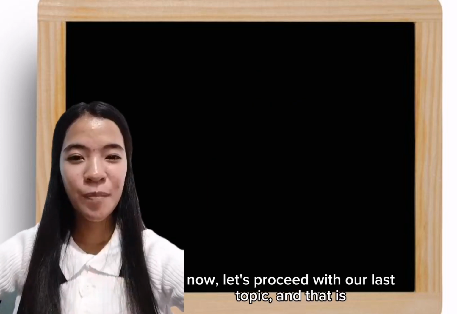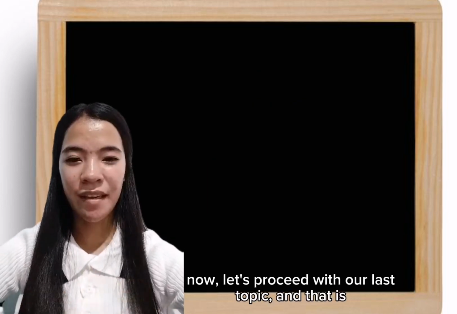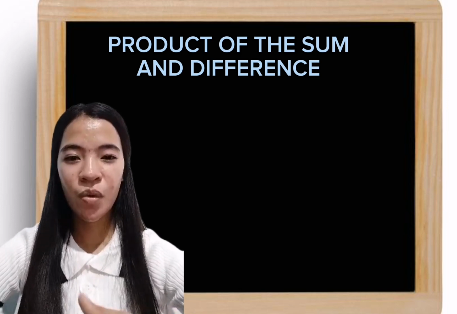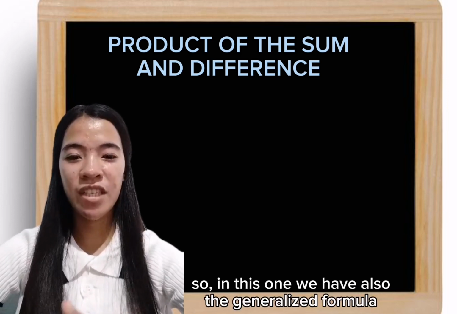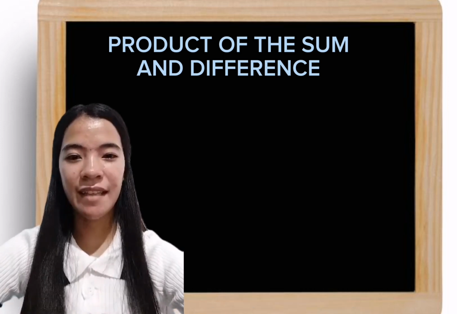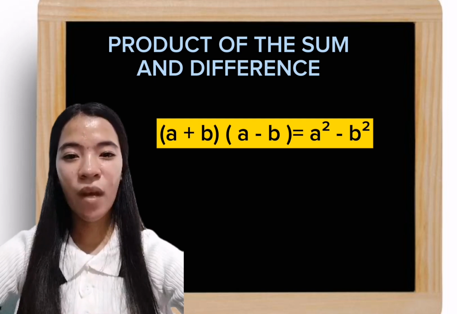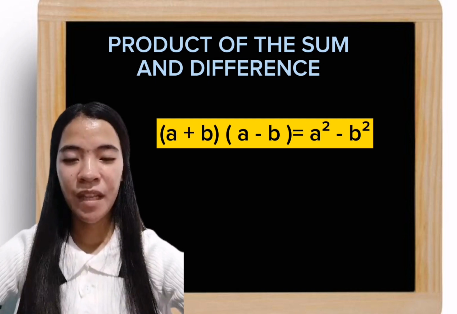Now, let's proceed with our last topic, and that is the product of the sum and difference. So in this one, we have also the generalized formula, and that is the quantity of a plus b times the quantity of a minus b is equal to a squared minus b squared.